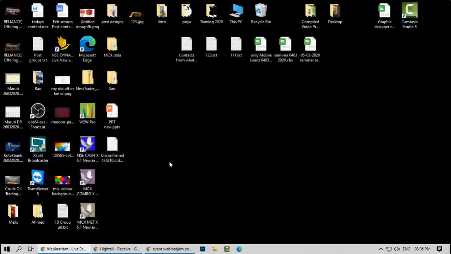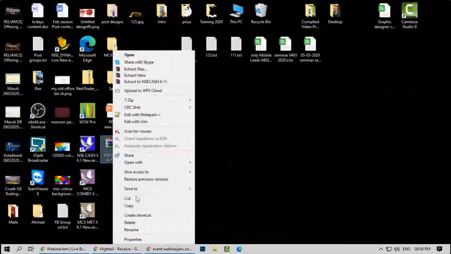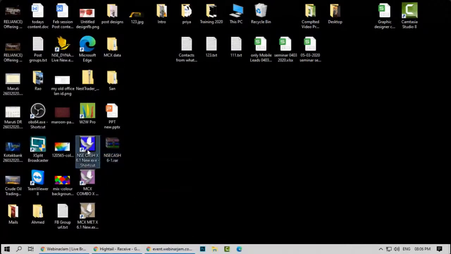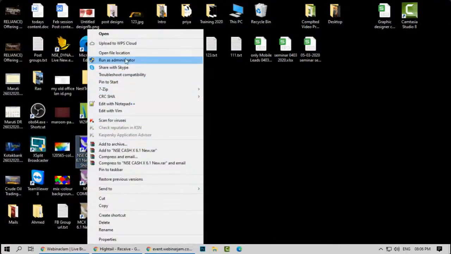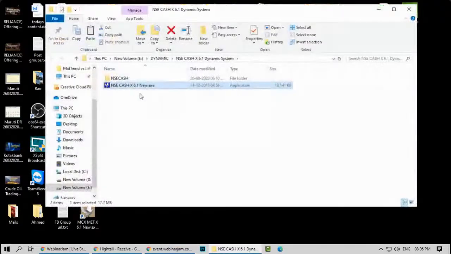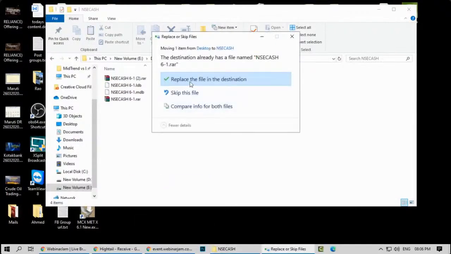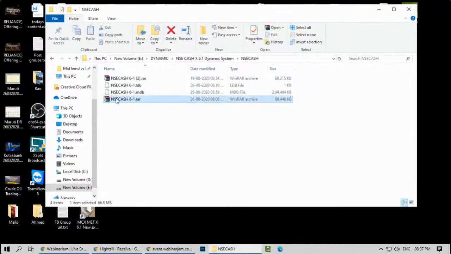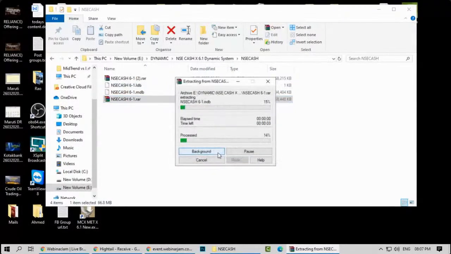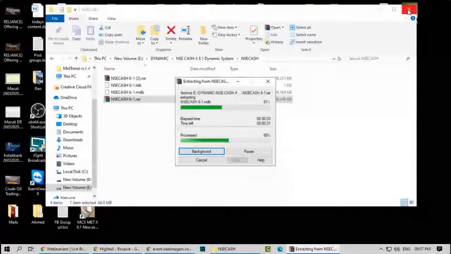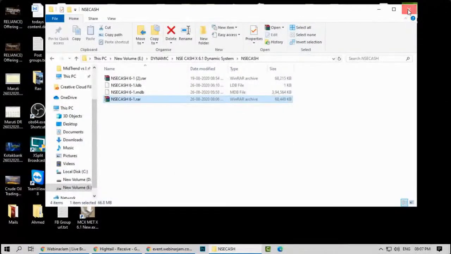Once it is downloaded, there's the file NSE cache 6.1. Right click, cut, and then go to the Dynamic System icon. Right click, select Open file location, go to NSE cache, and here you can paste it. Replace the file. Once it is pasted, you can also see the date here, 26/8/2020, and the time at which I have updated it. Now Extract here and click Yes to all. Now the data of NSE cache Dynamic System is also updated.